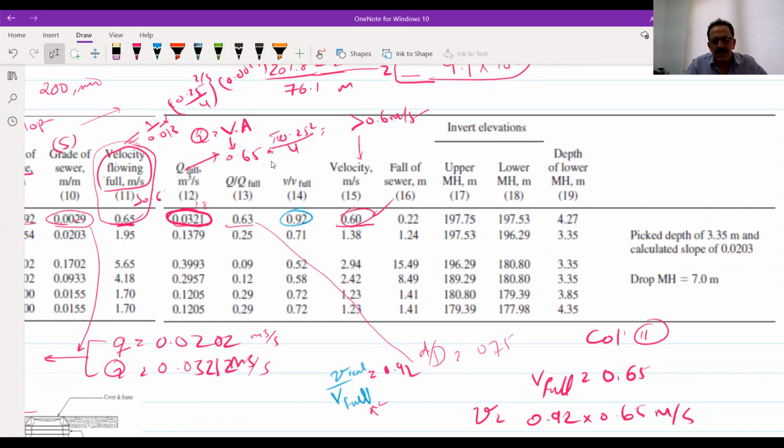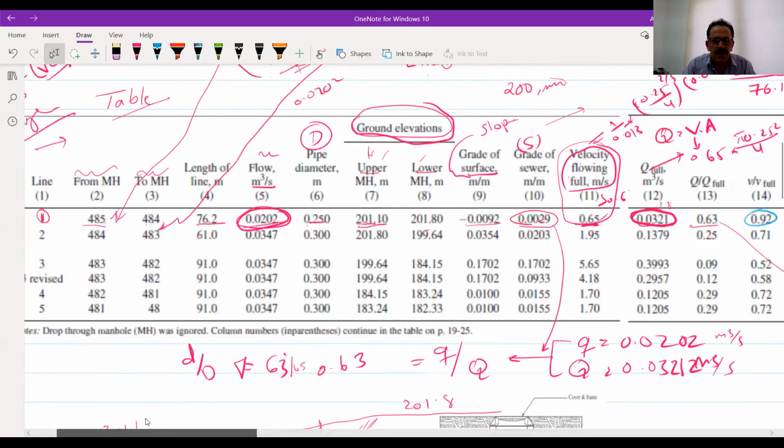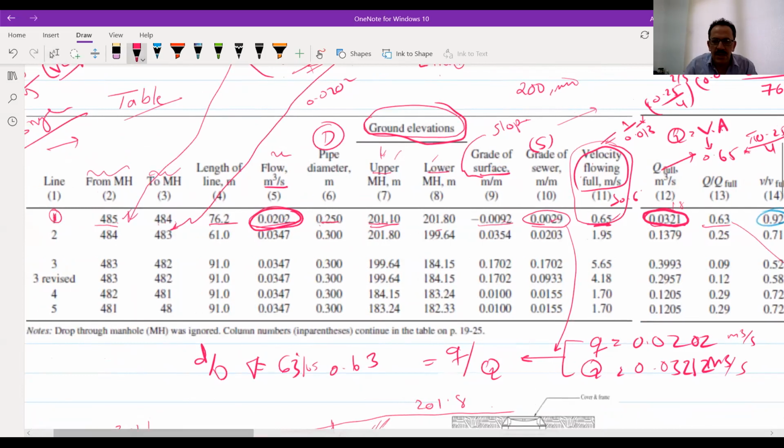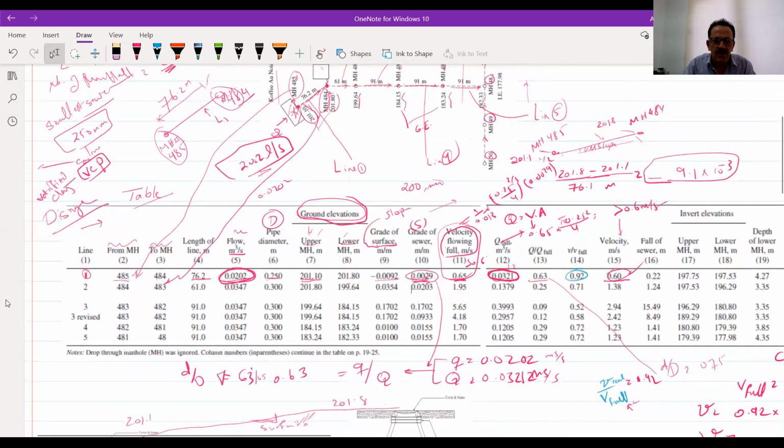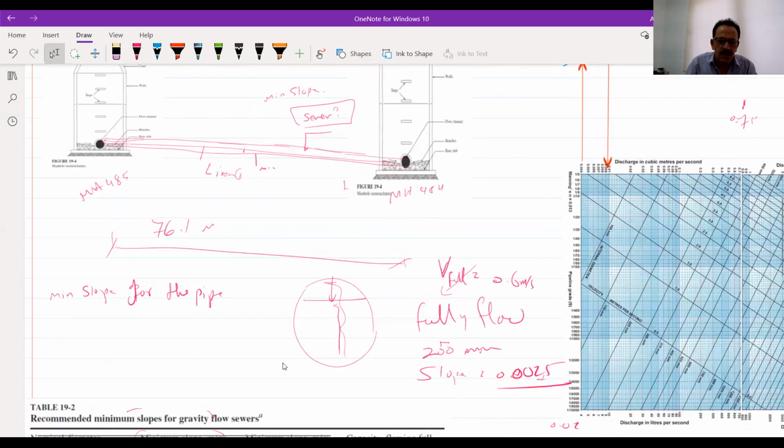Now, after this one, I have to consider the slope. The slope for the first line is the one that we selected, which is equal to 0.029. 0.029 will be the slope of the first line. So the slope is equal to 0.029. This is the slope. Now we have to mention this.